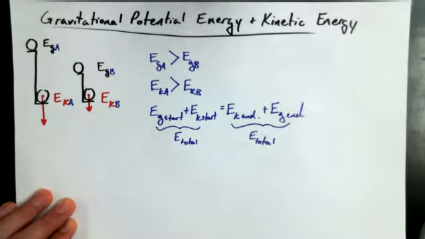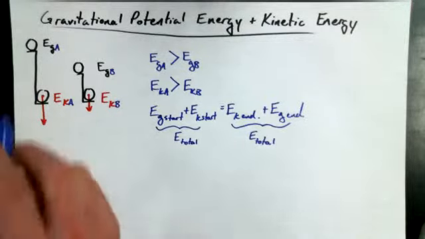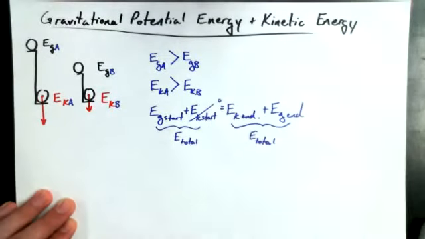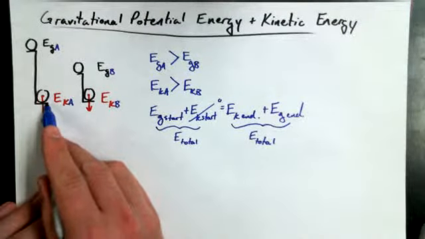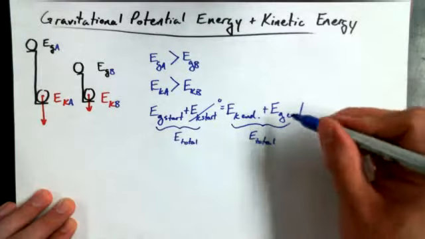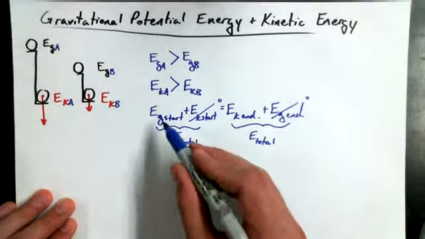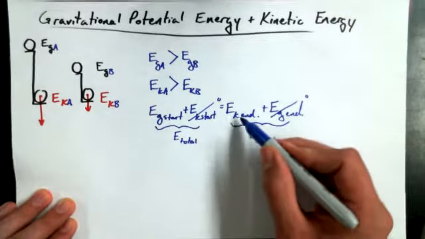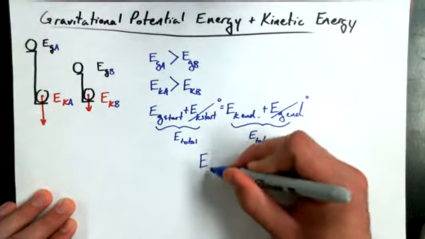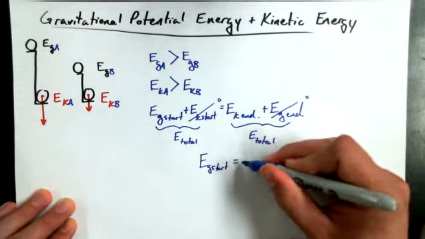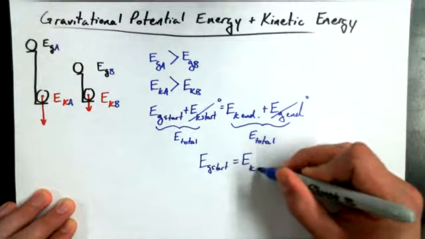Now, in this really simple scenario, what's Ek at the start equal to? What's the kinetic energy up here at the beginning? 0. What's Eg at the end equal to? 0. So all we're saying is that in this particular case, where all of the gravitational potential energy gets turned into kinetic energy, Eg at the start is equal to Ek at the end.